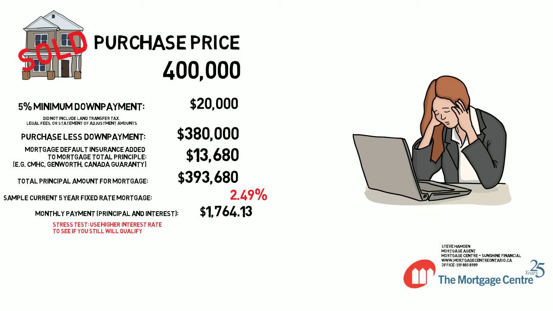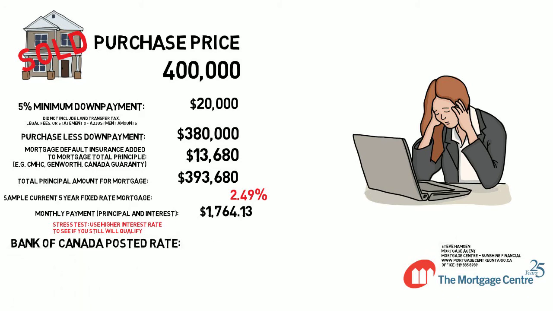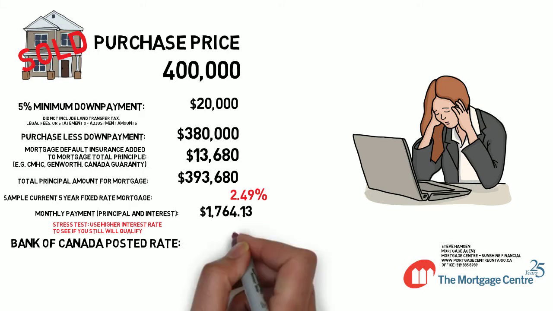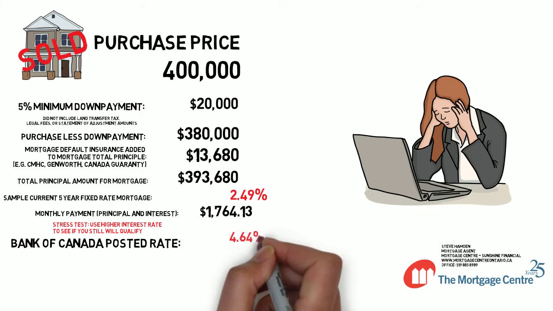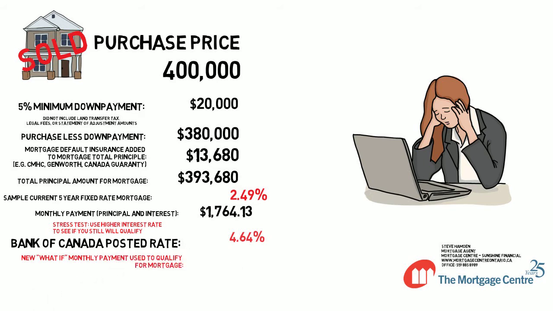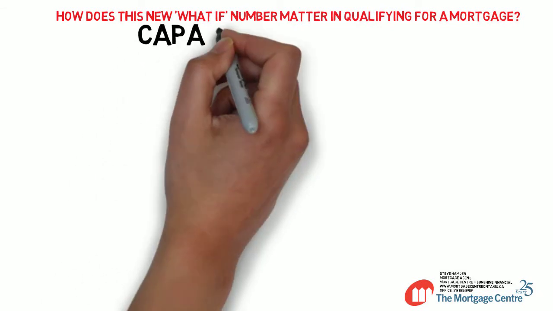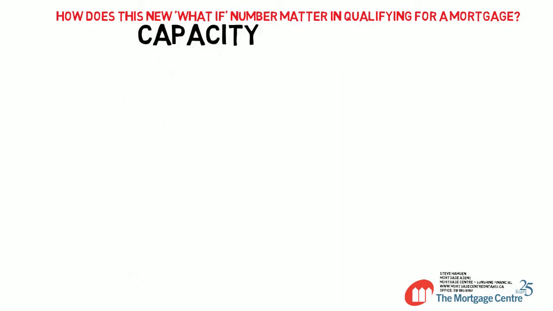Now the stress test is applying a higher interest rate, so for example the Bank of Canada posted rate of 4.64% to that mortgage to see if it can be afforded, the affordability of that at that higher rate. So our new what-if amount is going to be a value of $2,129.60. So we're going to take that and apply that into the way the banks use for calculating what you're going to qualify for. So first thing we'll look at is capacity.